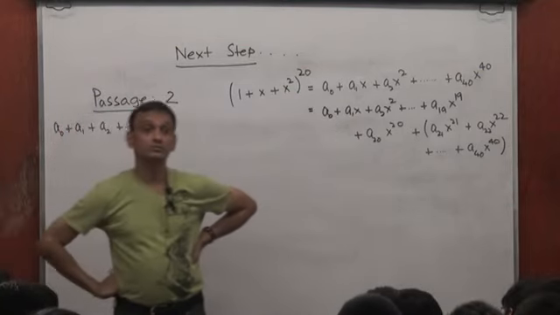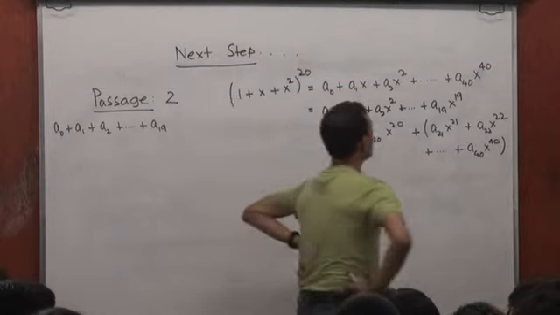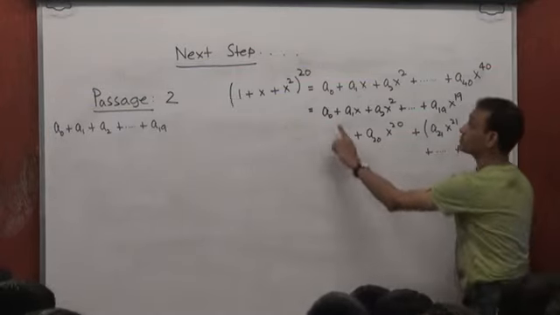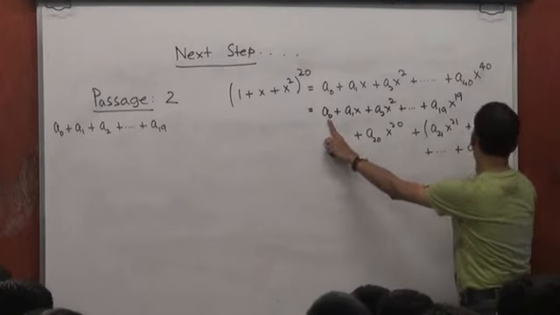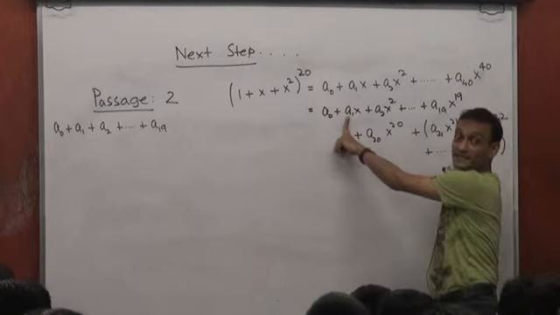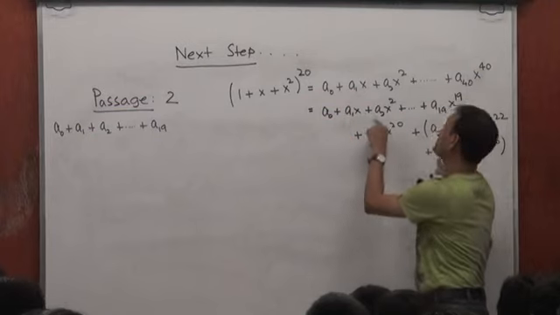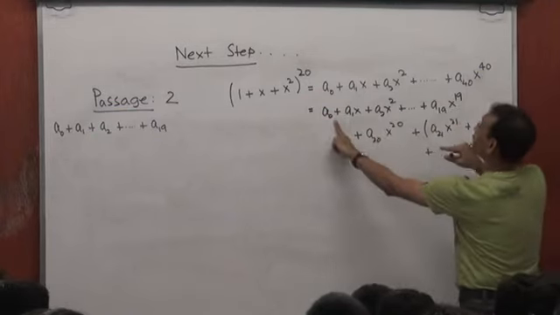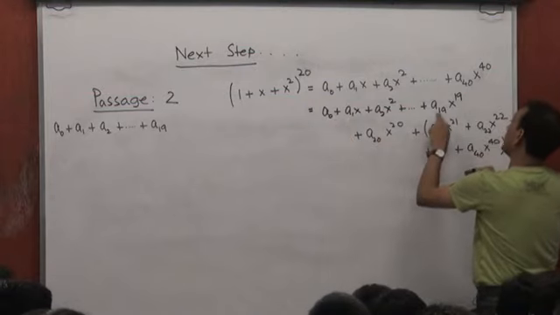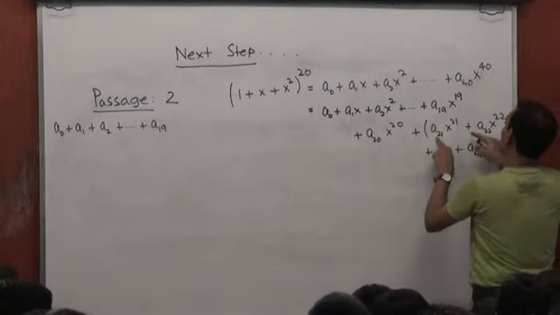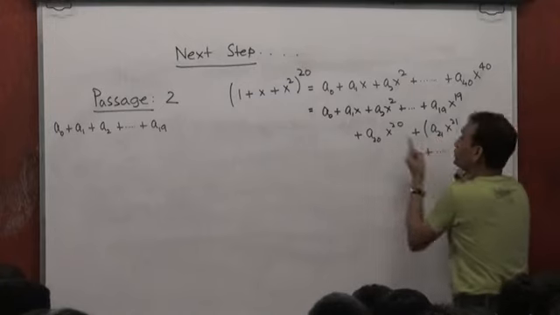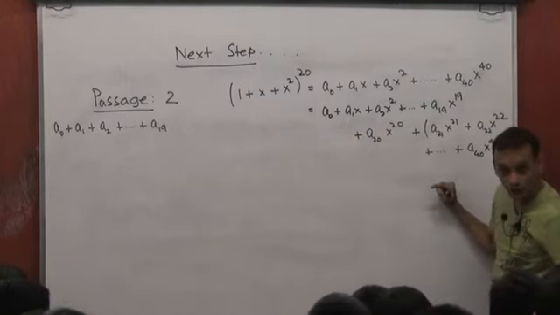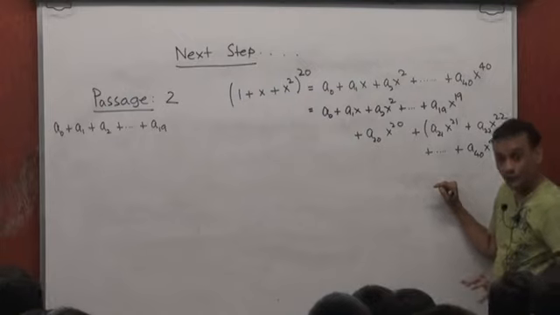Chances are that a40 turns out to be the same as a0. a39 turns out to be the same as a1. a38 turns out to be the same as a2. Now, if that happens, then a0 plus a1 plus a2 up to a19 plus a21 plus a22 up to a40 would be twice (a0 plus a1 plus a2 up to a19). Yes or no? You know what I'm saying?